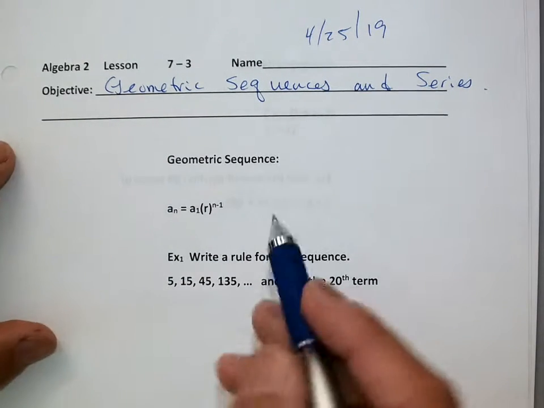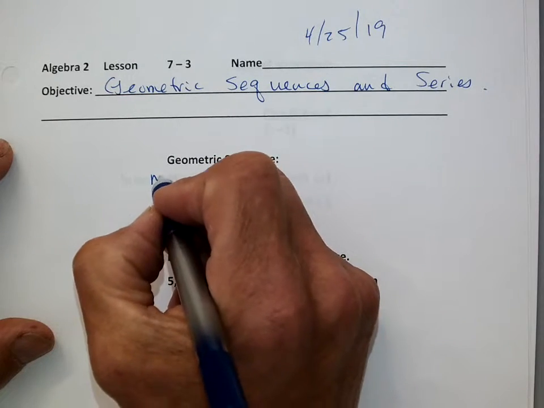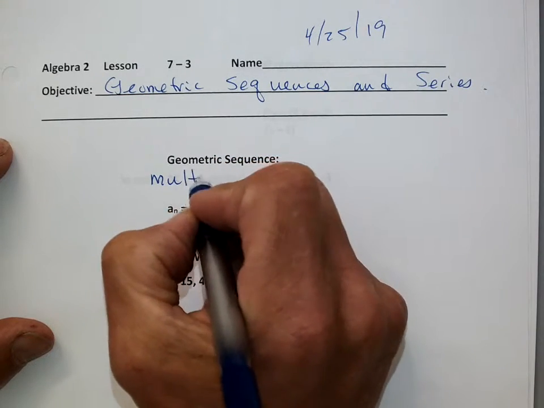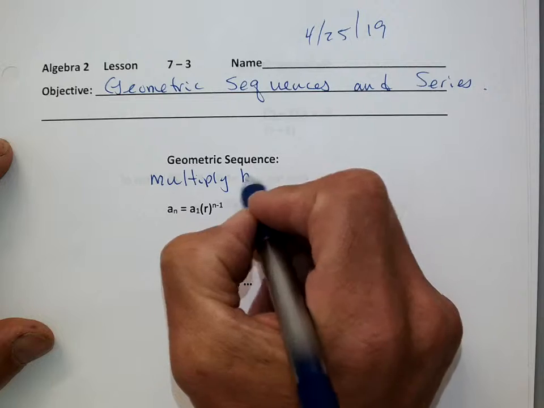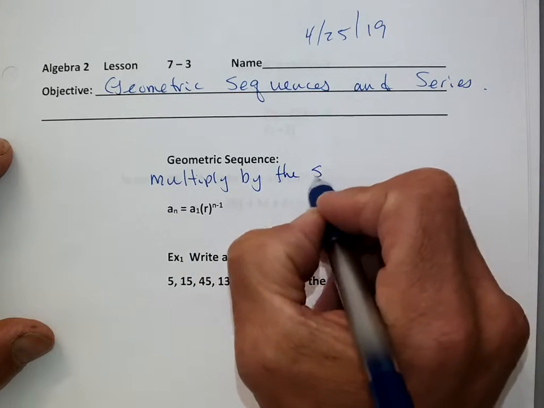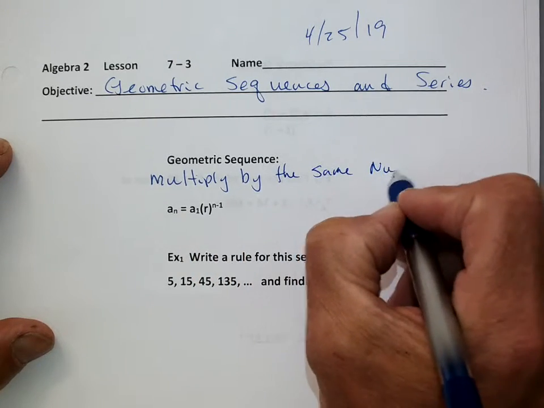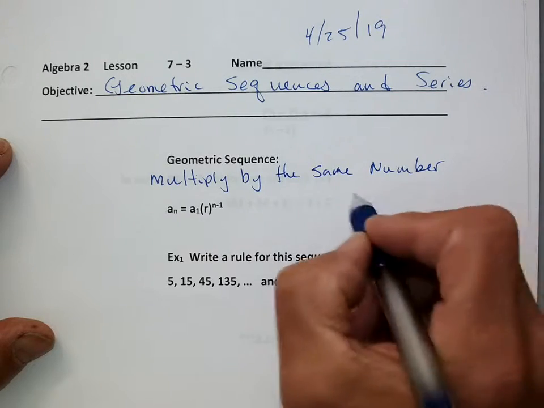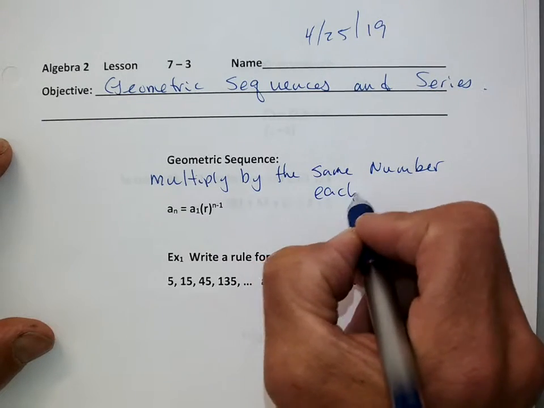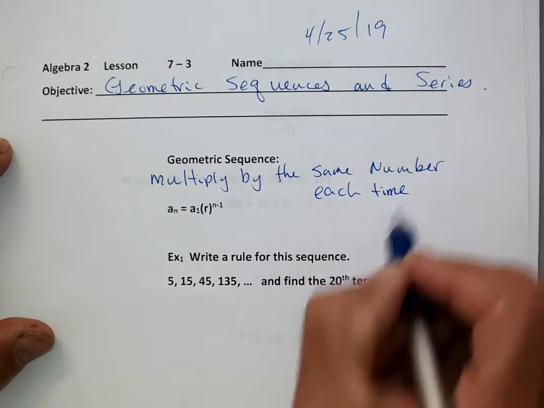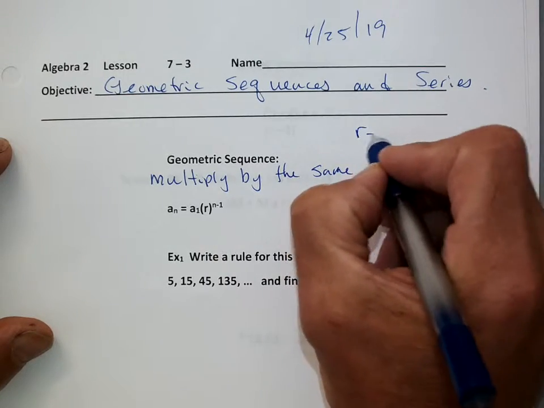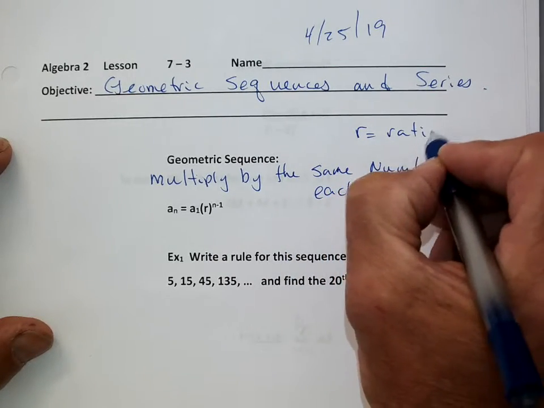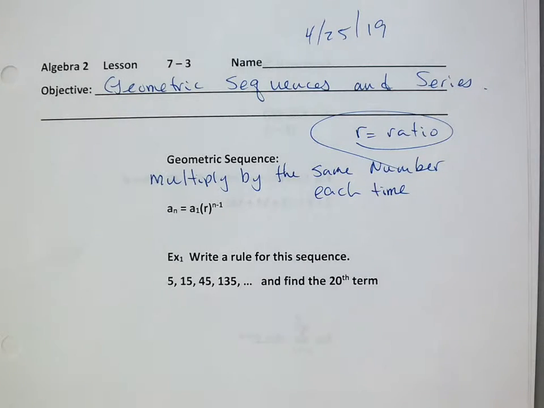Geometric, though, is where you're going to be multiplying. You're going to multiply by the same number each time, okay? Now we call that R, which we call the ratio. And the reason we call it a ratio, it's our multiplier, okay?